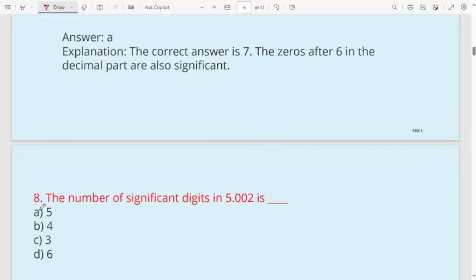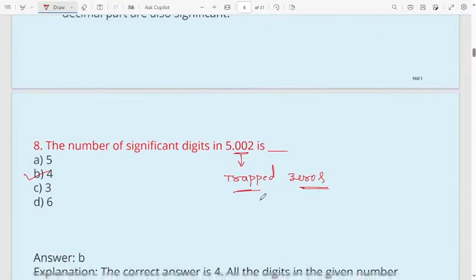Next question, question number 8. The number of significant digits in 5.002 is how many? 1, 2, 3, 4. These two zeros are trapped zeros, and trapped zeros are significant. Even though these zeros are after the decimal, we consider them. 5 is non-zero. Therefore, 5.002 has significant figures 1, 2, 3, 4. The correct option will be option B.